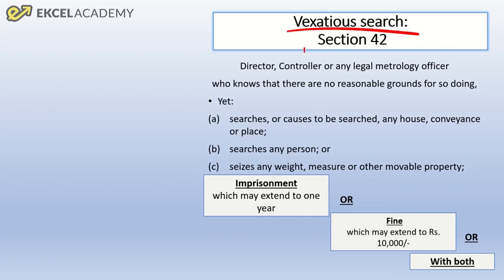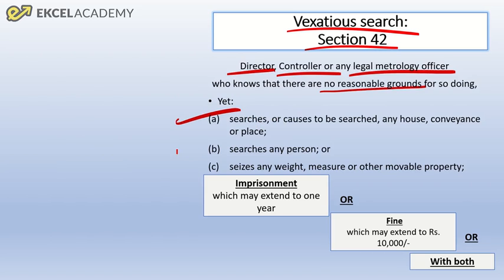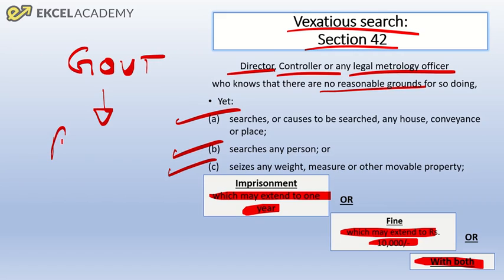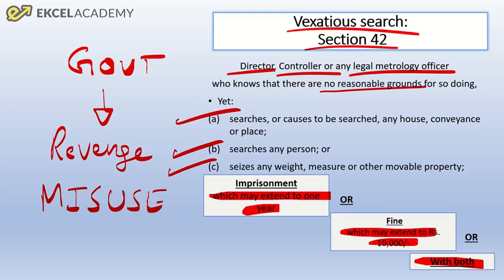Next we come to vexatious search, section 42. If a director, controller or any other legal metrology officer feels that there are no reasonable grounds for doing so, yet he searches or causes a search at any house, searches any person, or seizes any person, then even the government officer can face imprisonment up to 1 year and a fine up to 10,000, or both. So don't think only the companies are facing this, even the government officer. Government officers may have some revenge against somebody and may misuse the power. If they misuse the power, even they are subject to punishment, which is imprisonment which may extend to 1 year.